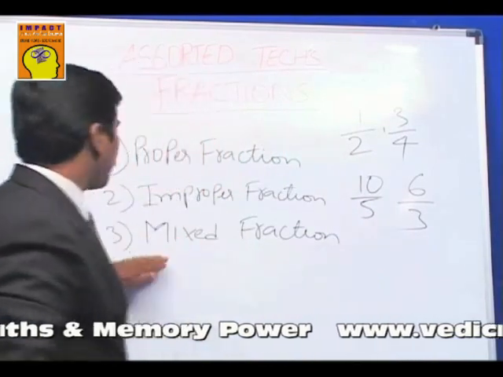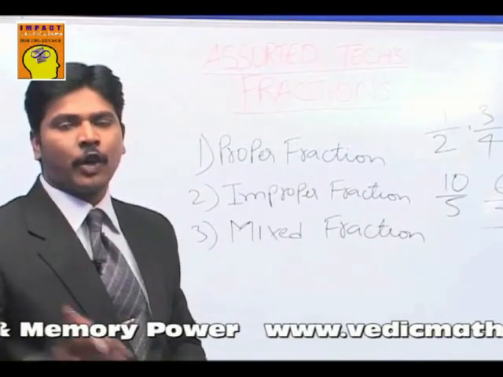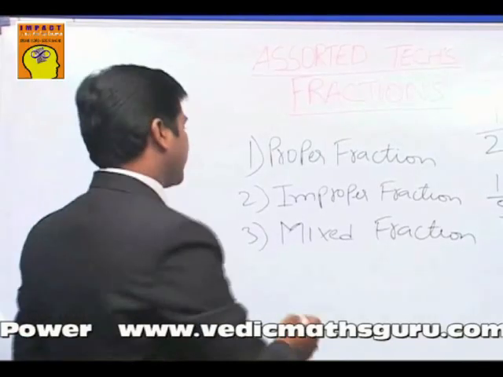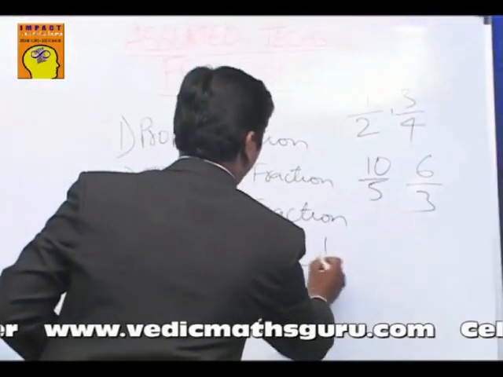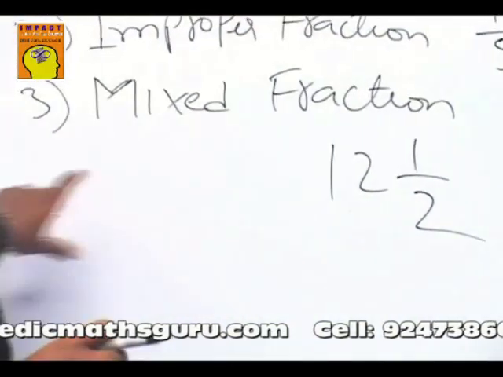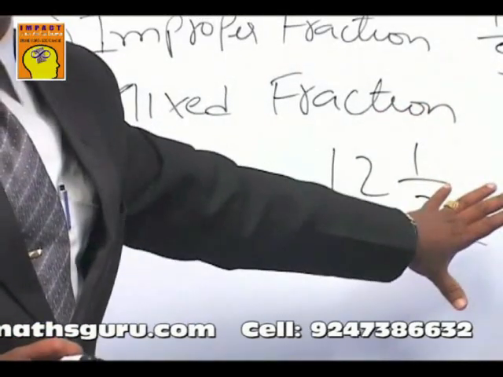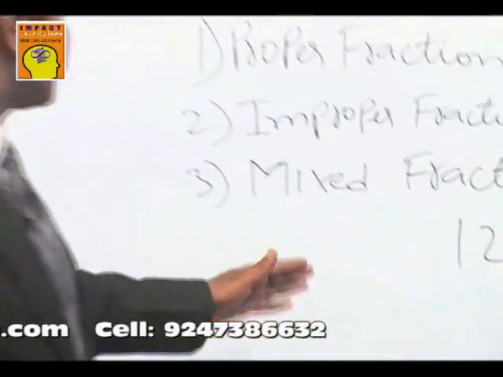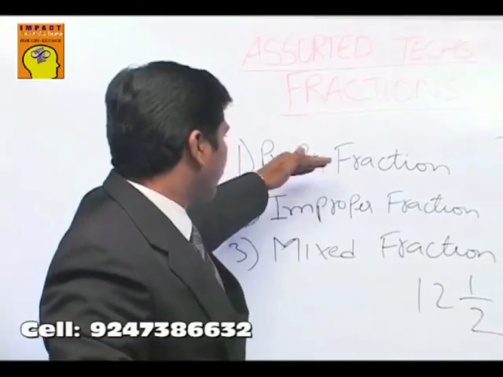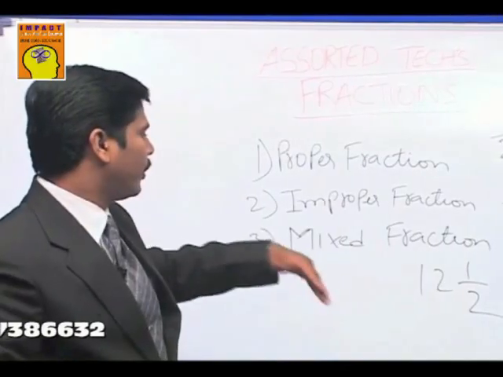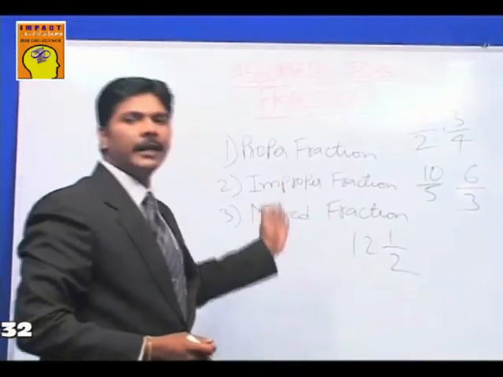There is also one more fraction called the mixed fraction, which is a combination of proper fraction and improper fraction, something like this: 12, 1 by 2, 12 and a half, that means 12 circles and a half circle. Got it? So in fractions, we understand proper fraction, improper fraction and mixed fraction. Mixed fractions are a combination of proper fraction and improper fraction.